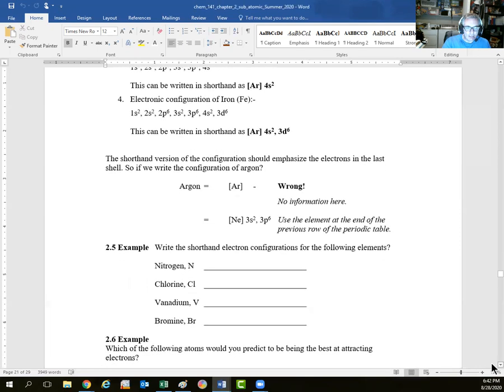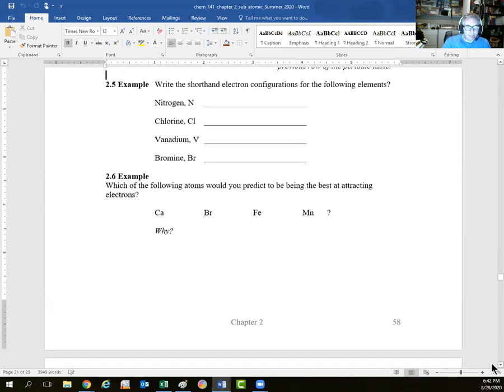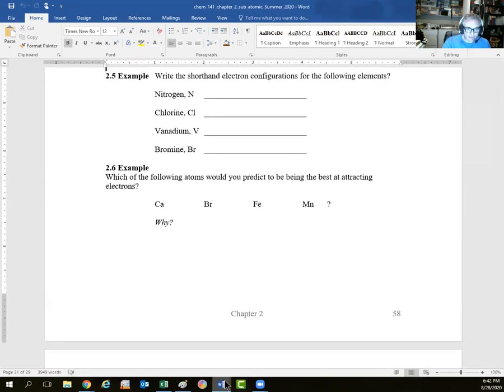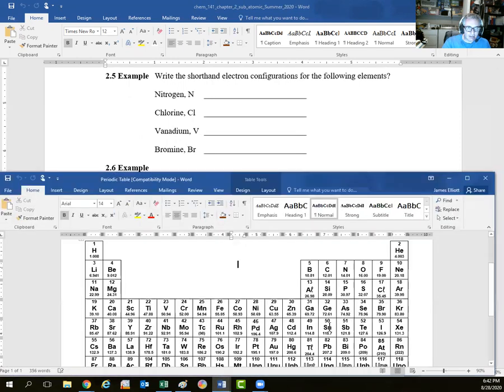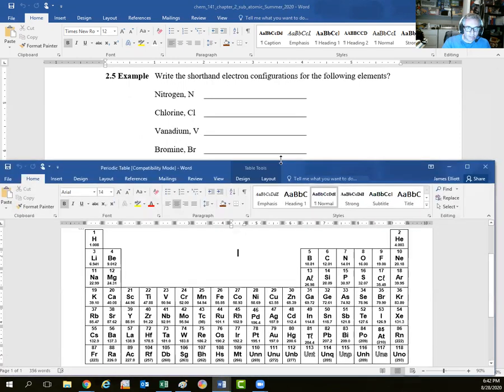Let's try some more, writing the shorthand configuration for these elements. And let me take a break to get a drink. You can pause the video at this point and try and come up with the answers for yourself.